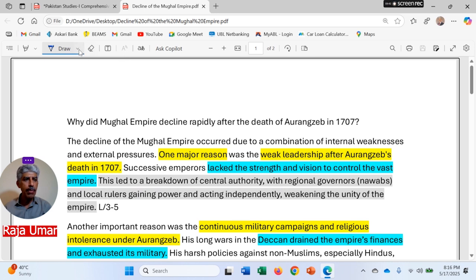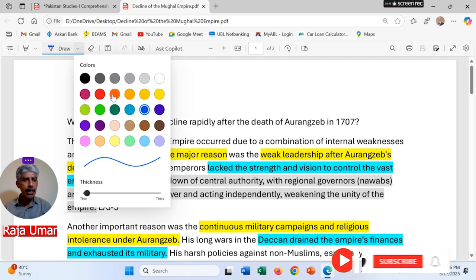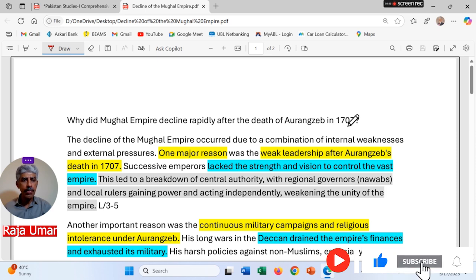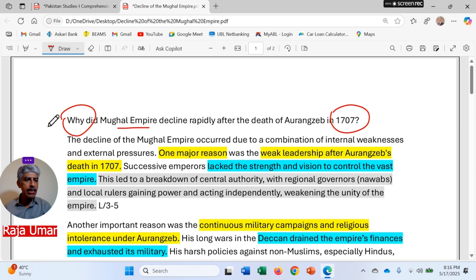Why did the Mughal Empire decline rapidly after the death of Aurangzeb in 1707? So this is the question again. It is a question related to why. It means that it is about reasoning, you are supposed to identify the reasons why this decline had happened. So now, reason number one. The decline of the Mughal Empire occurred due to a combination of internal weaknesses and external pressures. So you can say that it was a sort of judgment or a simple statement given.